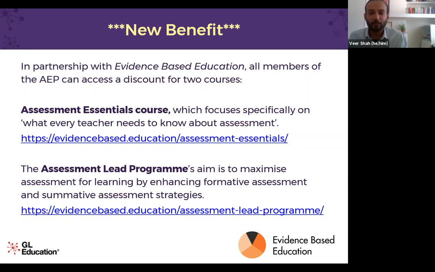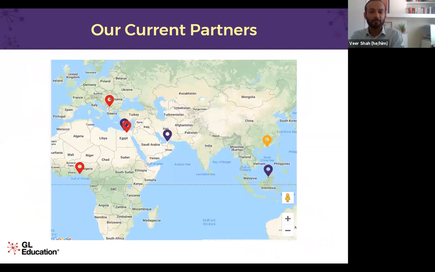So just briefly, I want to tell you about our current partners. As you can see, it's a fairly wide geographical spread. We started the Assessment Excellence Programme just this year, and we've got 7 partner schools currently: 3 centres of assessment excellence, 1 advocate partner, and 3 certified centres. So 7 in total, spread all across the world. We'd love to add you to that growing group of partner schools.